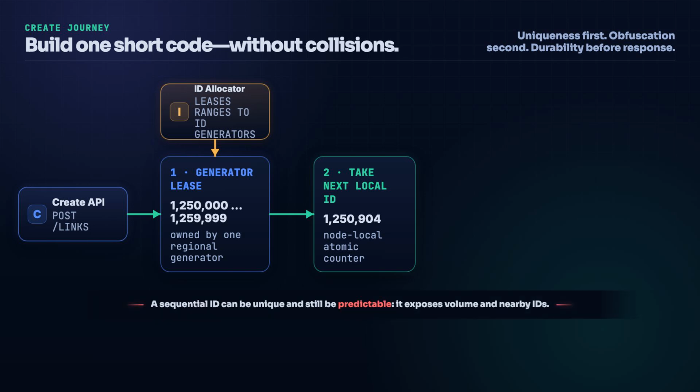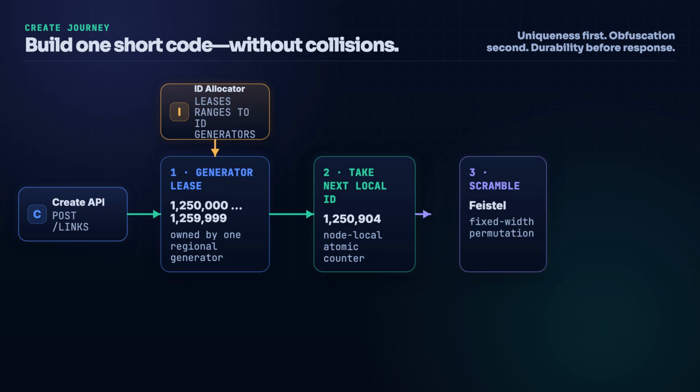The number is unique, but a simple sequence is still predictable. It leaks business volume and makes nearby links easy to guess. A keyed reversible Feistel permutation shuffles a fixed width numeric domain. Because it is a permutation, two different inputs in that domain cannot become the same output. We encode the entire shuffled value with base 62 digits, lowercase letters, and uppercase letters. We do not truncate it because truncation could reintroduce collisions.